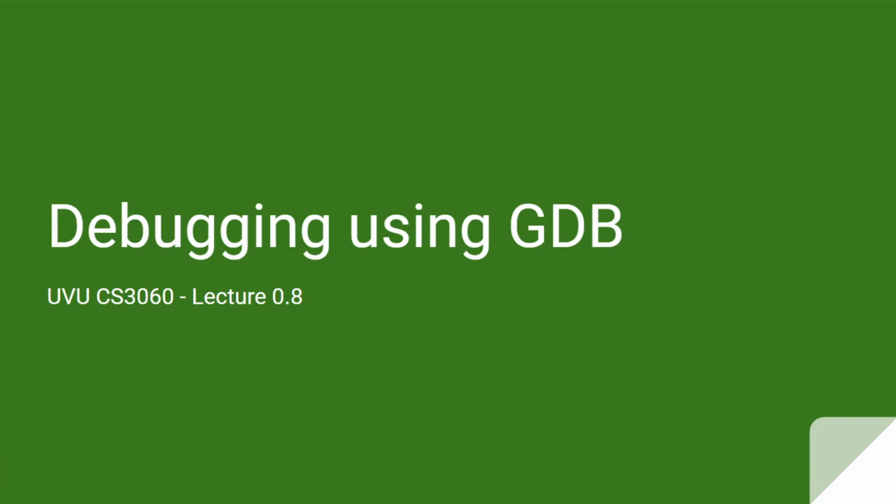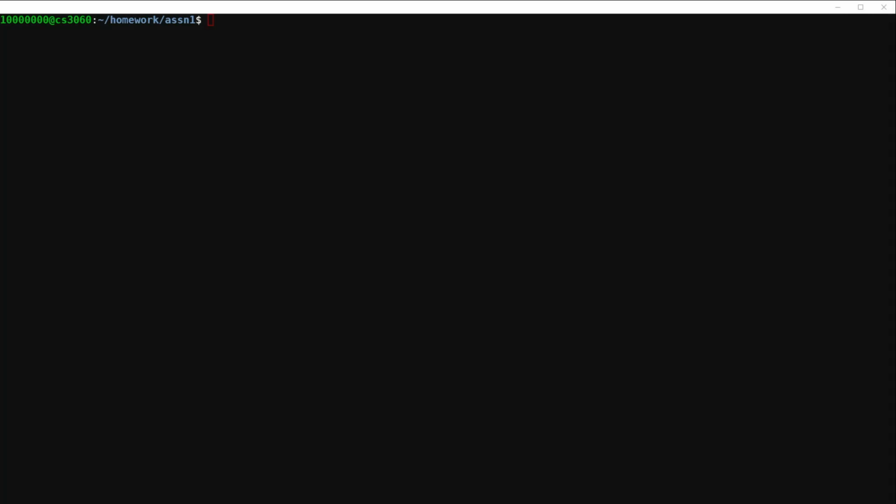Welcome to the UVU CS3060 Lecture 0.8, in which I demonstrate debugging using the GNU debugger, or GDB. So let's get started. So here I am in my shell. I am currently working in the ASSN1 directory.